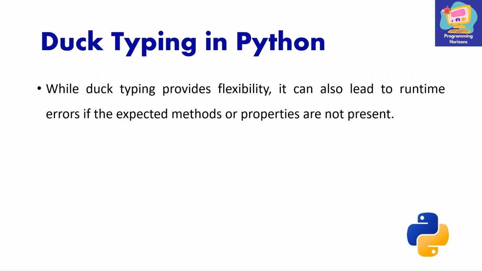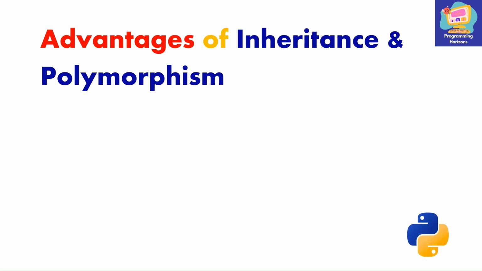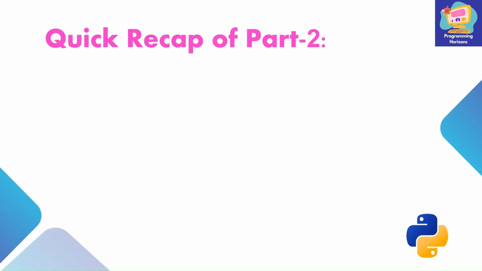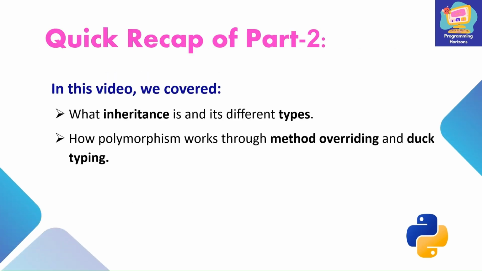While duck typing provides flexibility, if the object does not have the required method or property, it can lead to runtime errors. Thus, we have learned that both inheritance and polymorphism provide the advantage of flexibility, reusability, extensibility, and maintainability of code. That's all for the second part, guys. In this video we covered what is inheritance and what are its different types. Then we also learned about polymorphism, how it works through method overriding, and duck typing.